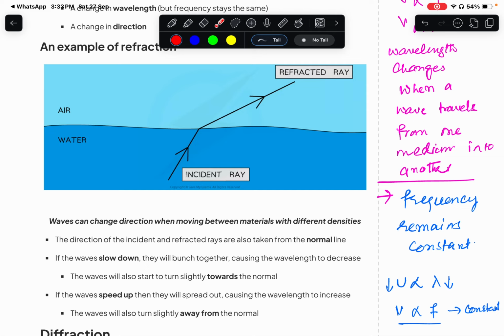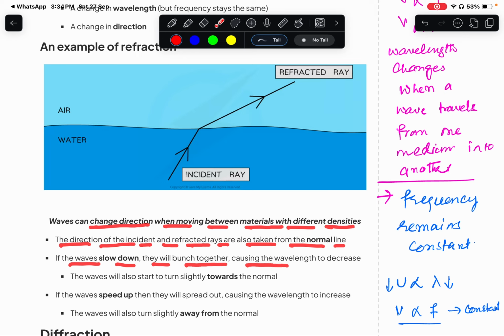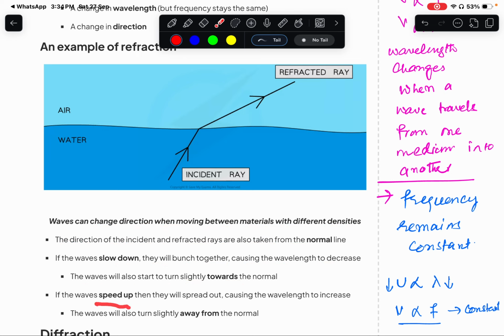Now, a wave changes direction when moving between materials with different densities. All right. The direction of the incident and the reflected rays are also taken from the normal. Okay, if the wave slows down, the waves will bunch together, causing the wavelength to decrease. The wave will also start to turn slightly towards the normal. And if the wave speeds up, then they will spread out, causing the wavelength to increase. The wave will also turn slightly away from the normal.